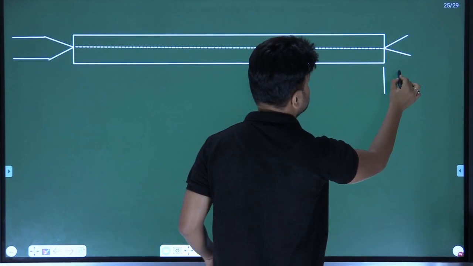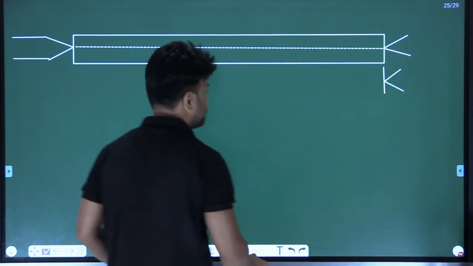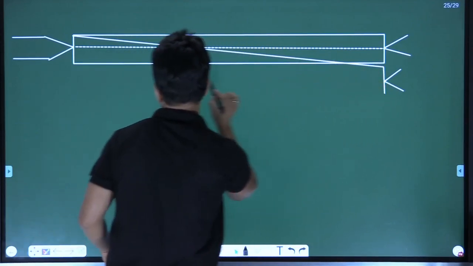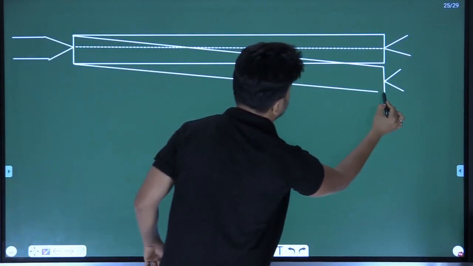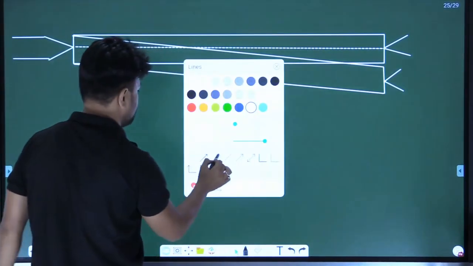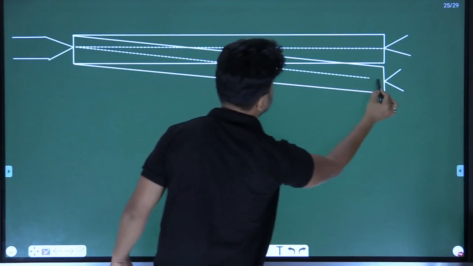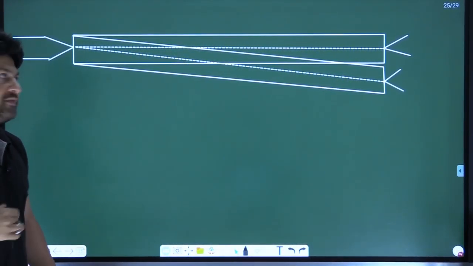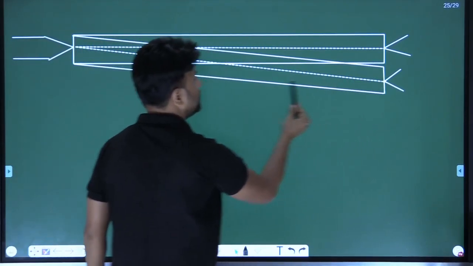Okay. I'm making it very large so that you can visualize. But this much offsetting has not happened. This is the offsetting. Now, the workpiece will rotate about this axis of rotation. If it rotates, then we just have to move the tool.